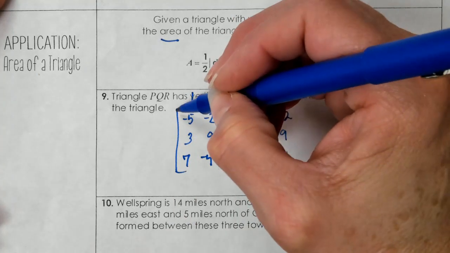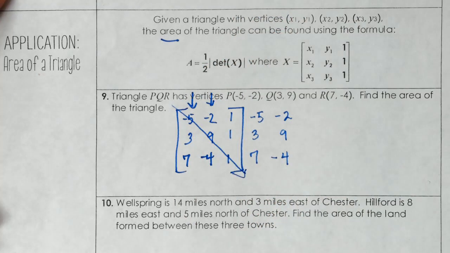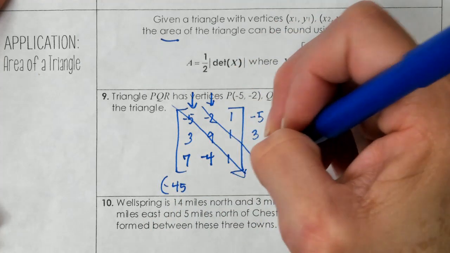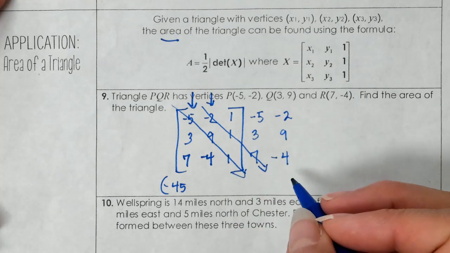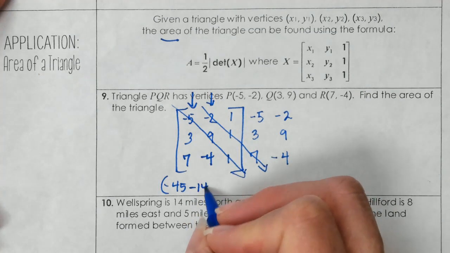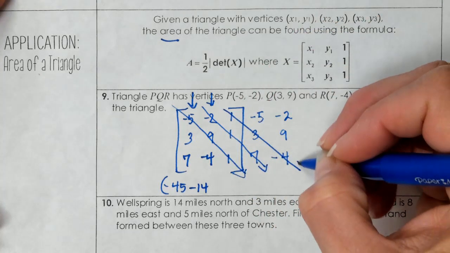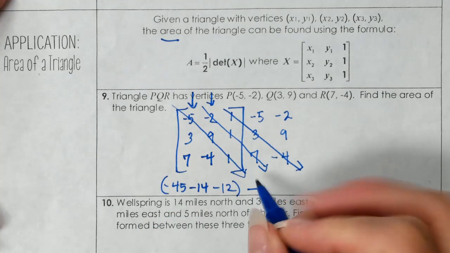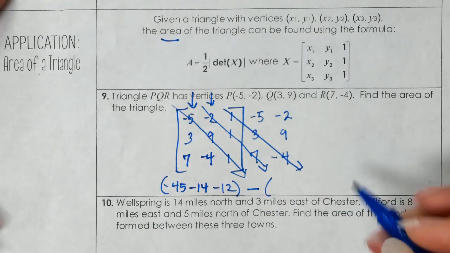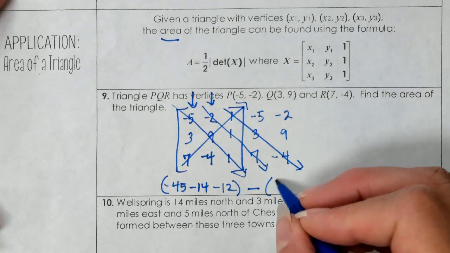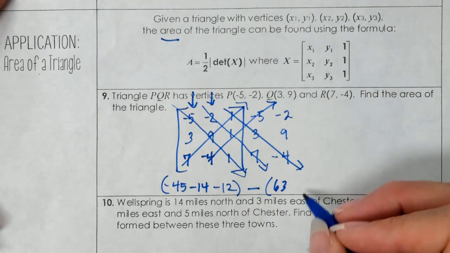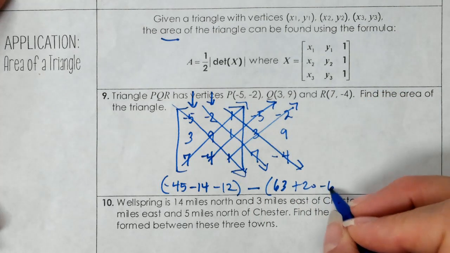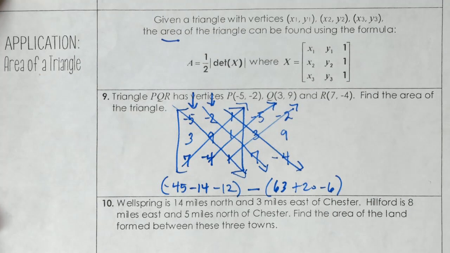Now, when I start going downward and multiplying, that would end up being a -45. The next one would end up being a -14. And then the next one moving down would be a -12. Okay, these are our downs. And then remember, we subtract our ups. So now I'm going to go upward. And moving upward, we have a 63. We have a +20. And then we have a -6 when you multiply those 3 numbers.